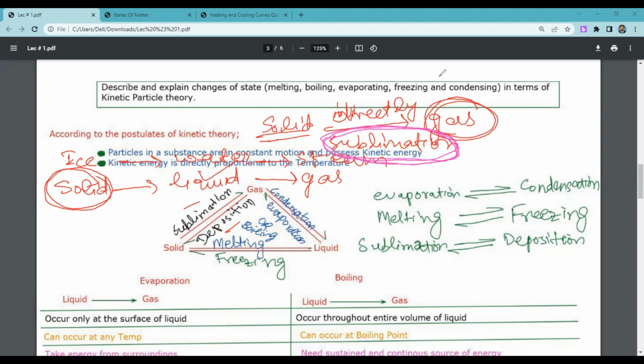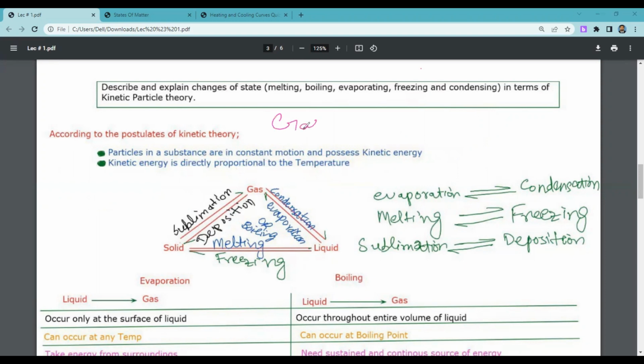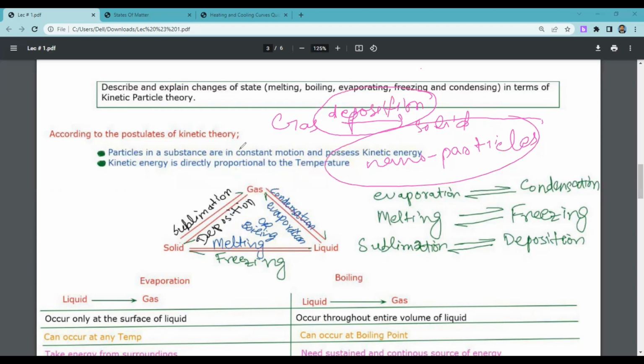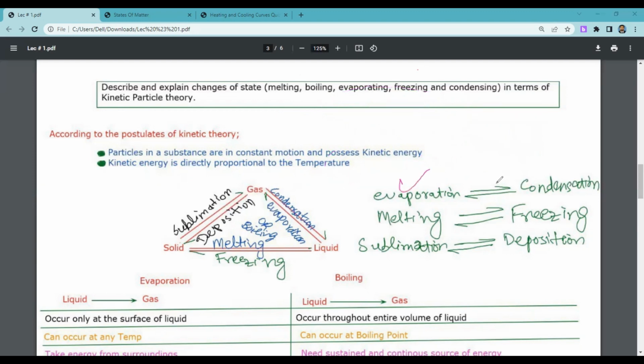Similarly, the reverse of it, a gas can be converted into a solid directly, and this process is called deposition. We apply this phenomenon for the preparation of nanoparticles. You will learn about nanoparticles in higher classes. If I summarize them, evaporation is the reverse of condensation. Melting is the reverse of freezing. Sublimation is the reverse of deposition.